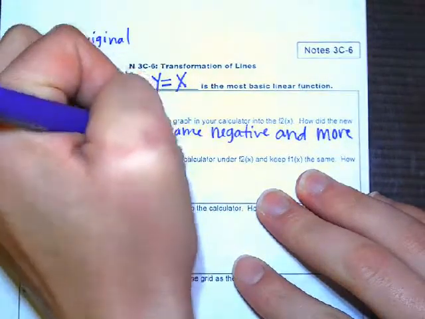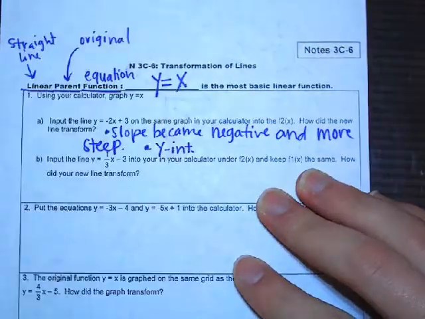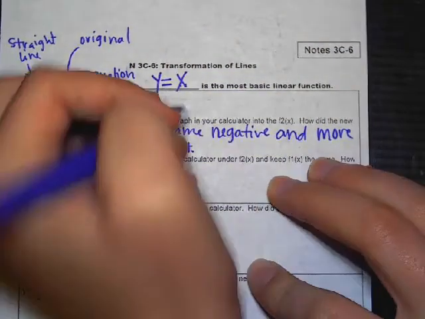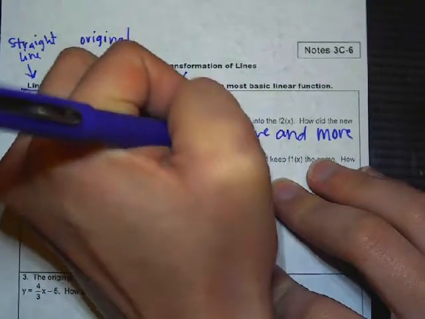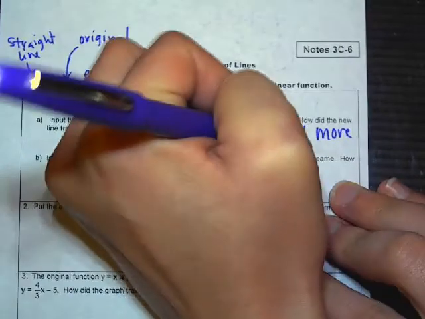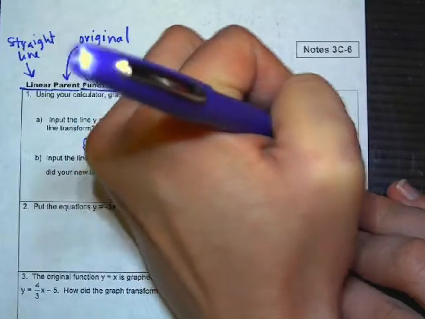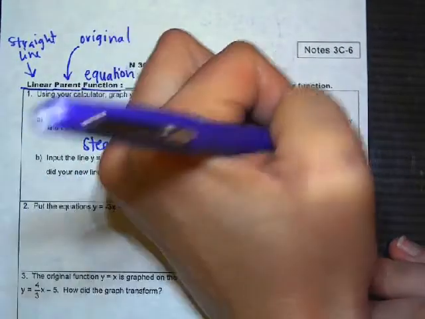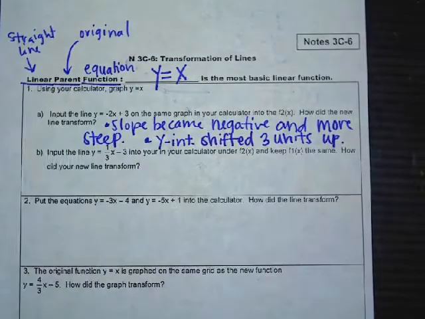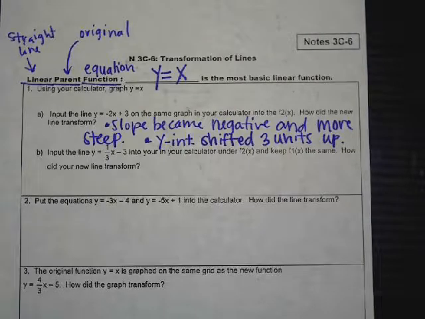Okay, so that's what I'm going to write. Y-intercept. So everybody write that. Y-intercept shifted 3 units. Which way? Up. Good. So you're telling me the slope and the y-intercept, your M and your B.